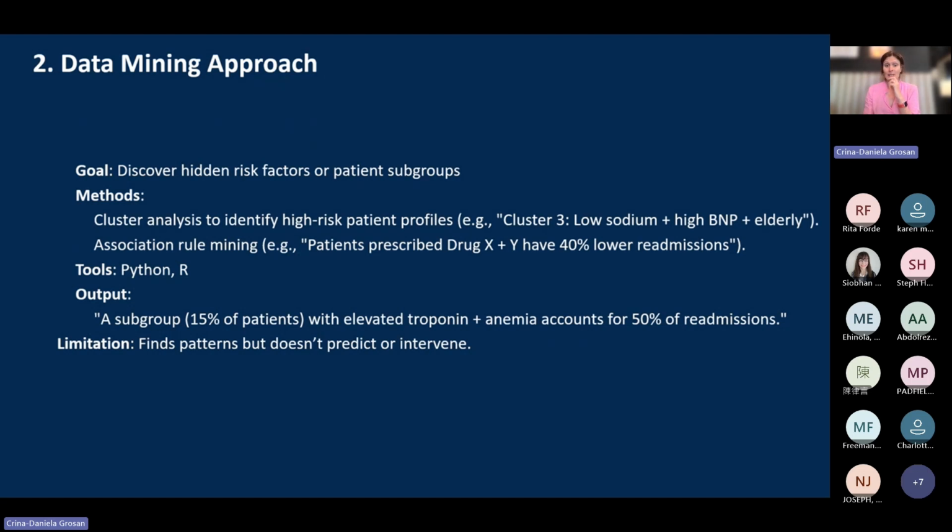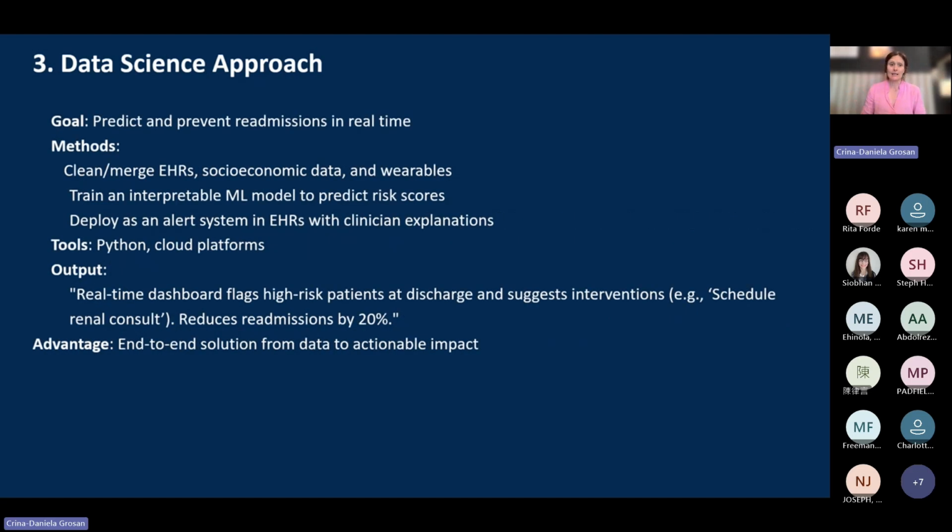And the output of the data mining approach could be a subgroup, for example, the 15% of patients with elevated troponin plus anemia, who account for 50% of readmissions. So you see it's a lot more complex outcome that could be delivered. Now, the limitation of a data mining approach is that it finds these patterns, but doesn't predict anything for the future or doesn't intervene.